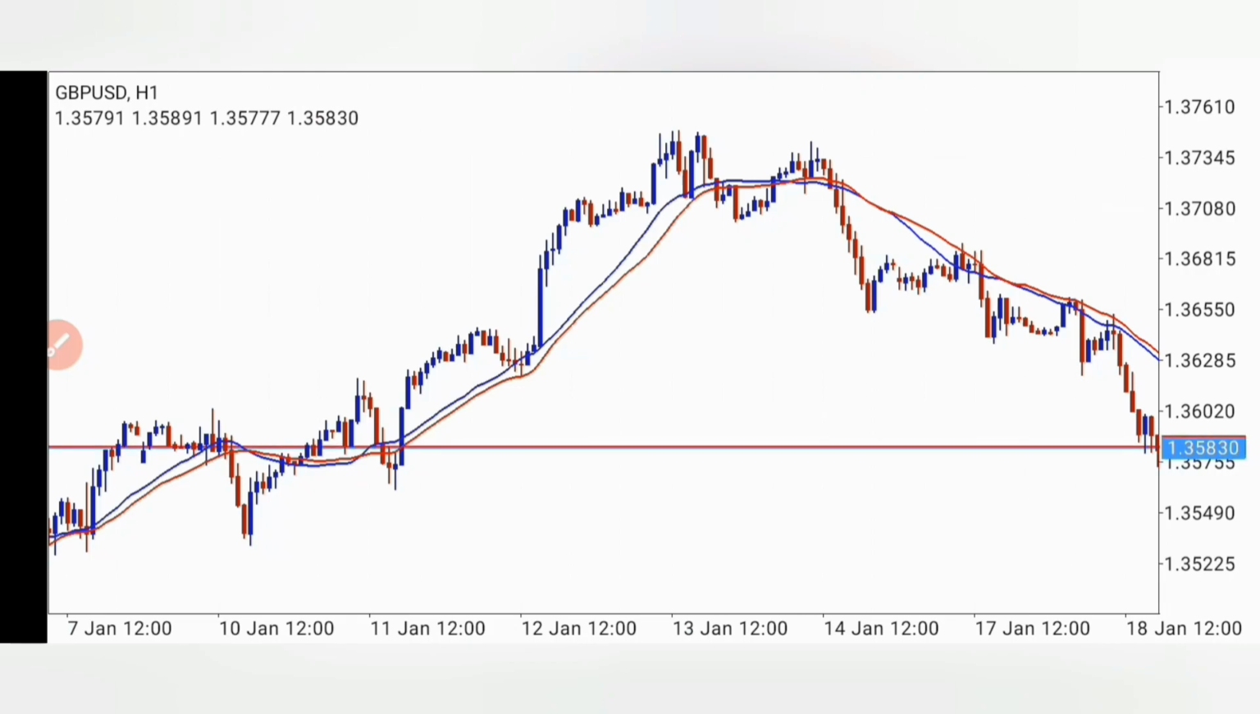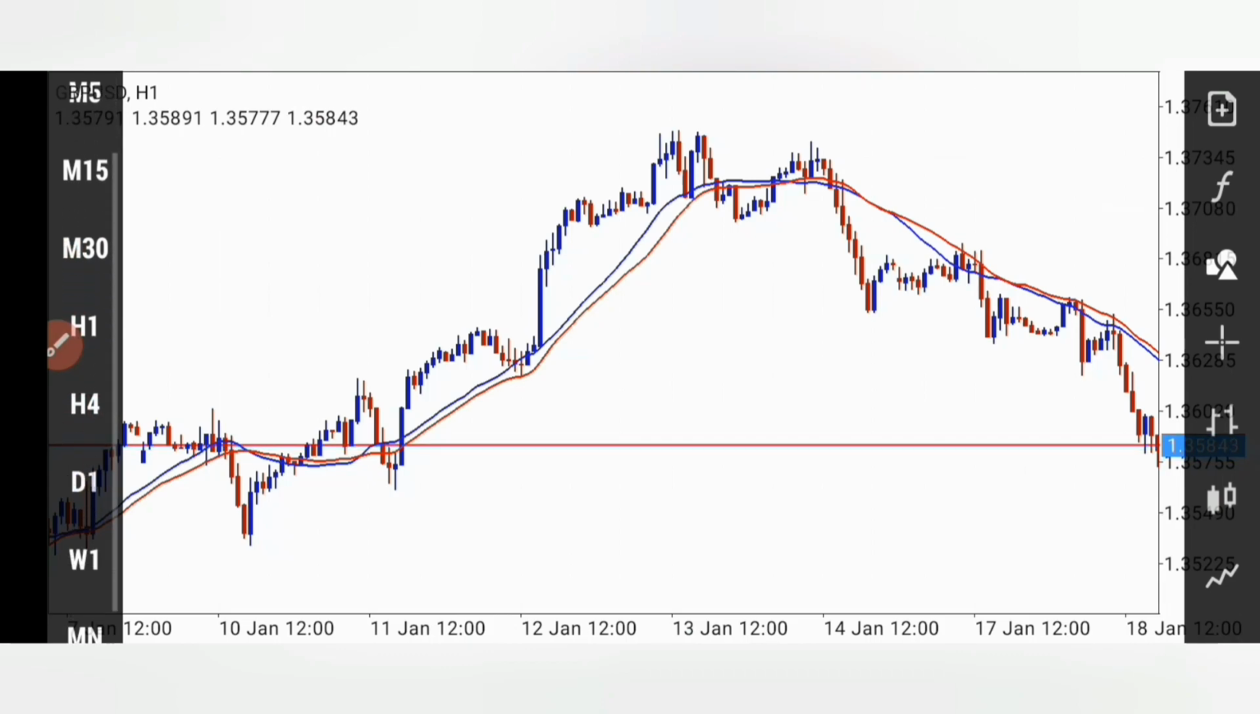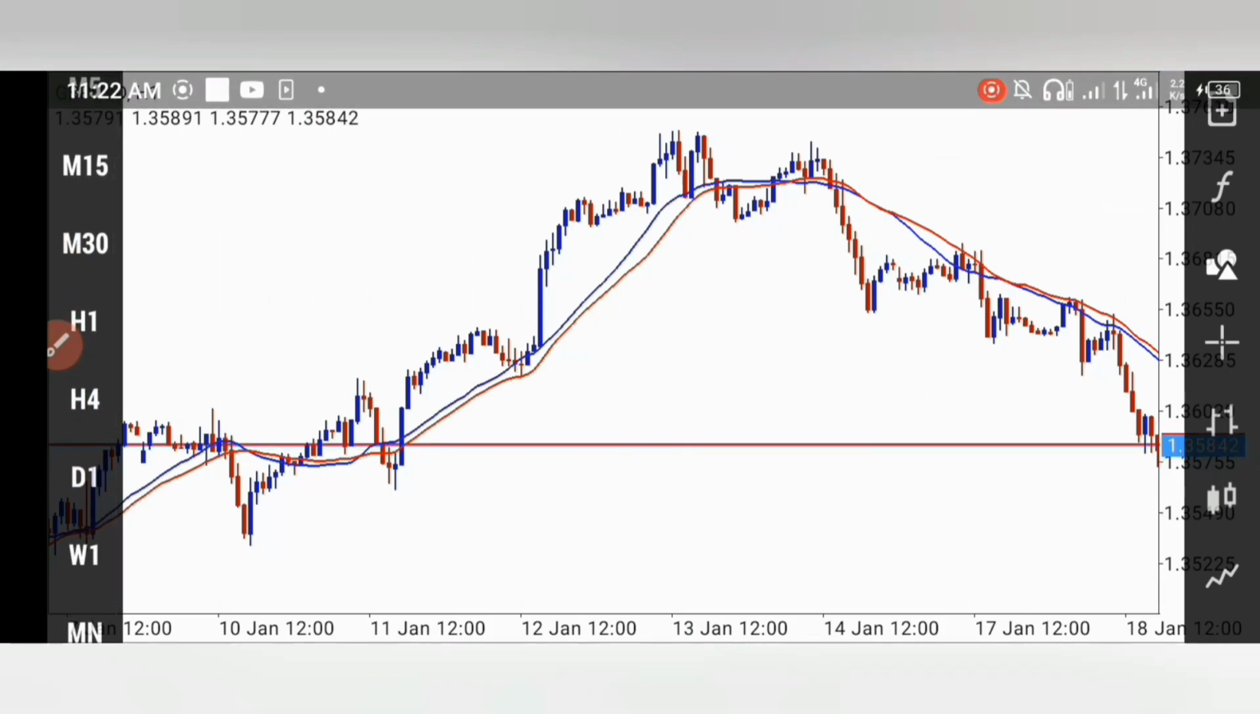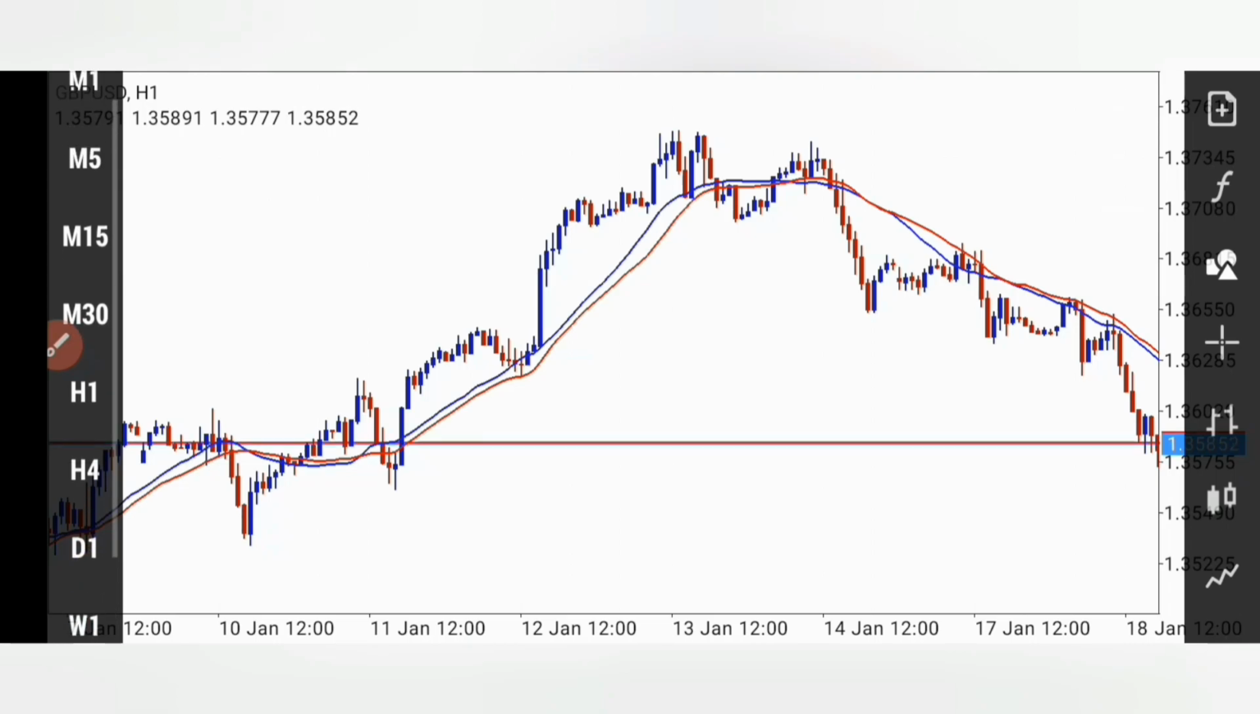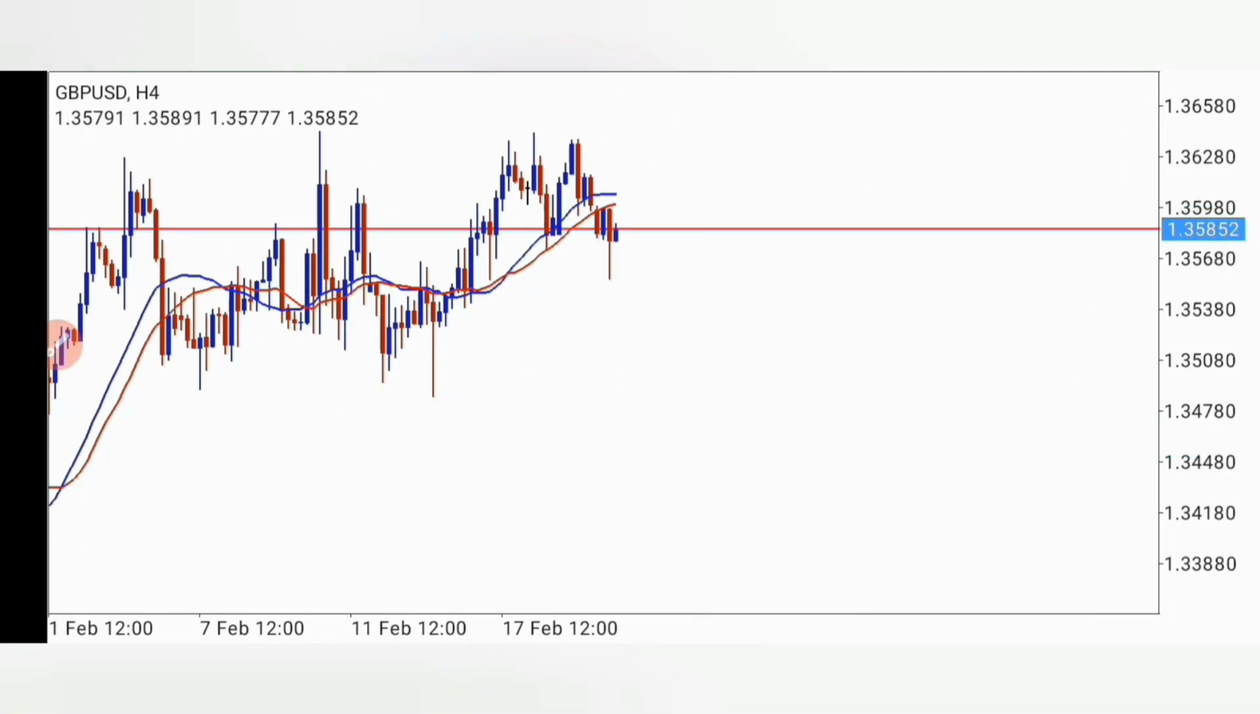So what you want to do is tap this point right here and go to the higher time frame. For now we're going to be using the 4 hour time frame. So let's get into the 4 hour time frame. We're going to be doing the analysis from here.